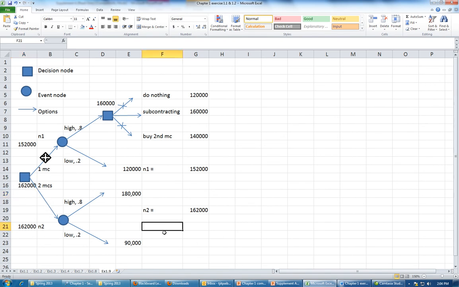So in summary, how many machines should the company buy initially? The firm should buy 2 machines, and the expected payoff will be 162,000. So on example number 1.9, that's how you do it.